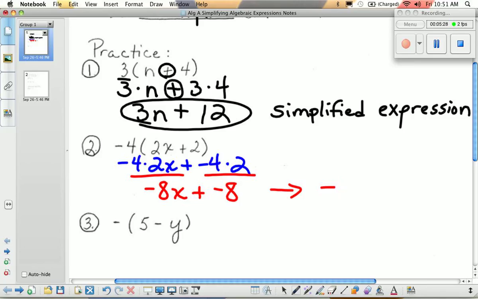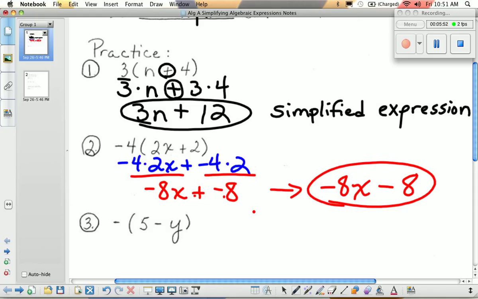Negative 8x is still negative 8x. But it's kind of like we're going to undo somebody having changed it to add the opposite. We're going to make it back into a subtraction problem. We can make this addition sign become a subtraction sign. And then the opposite of negative 8 is positive 8. So this is how we would see it in an answer bank. This is what we call the cleaned up answer.